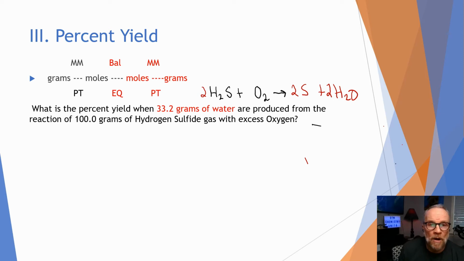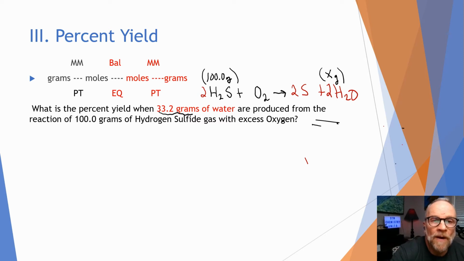And in this particular problem, we're given 100 grams of hydrogen sulfide gas. And so let's write that above hydrogen sulfide here. And then you're given grams of water, but we will calculate that out using stoichiometry. The given grams here will be an actual yield. So that's the actual yield produced in the laboratory. So we'll do our stoichiometric problem, writing down our given, our grams of hydrogen sulfide gas here.